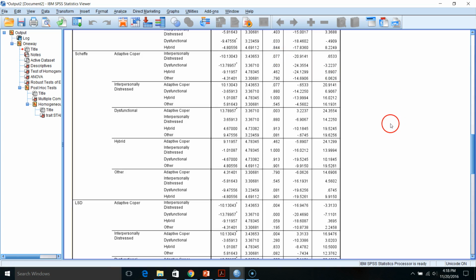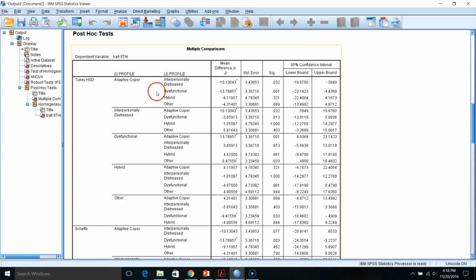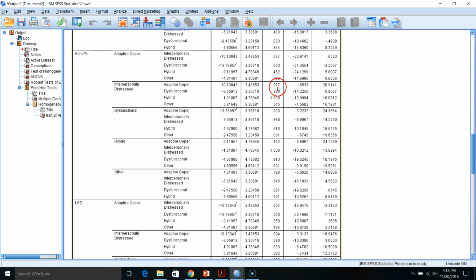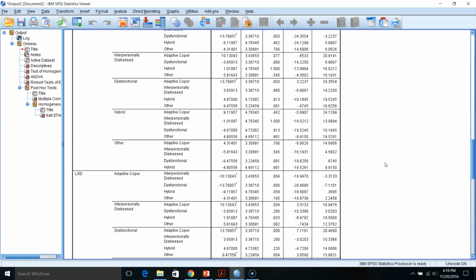Just demonstrating that this is a more conservative test than Tukey HSD. Also, our adaptive versus our dysfunctional was a statistically significant p equal 0.001. That's still statistically reliable, but you can see the effects of a more conservative test. And if we go down through and take a look, no other comparisons are registering as statistically reliable based on your Scheffé test, again, because it's just putting a more stringent threshold on your comparisons. Okay.